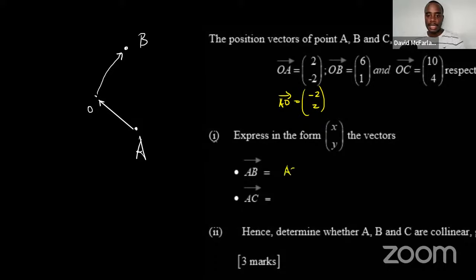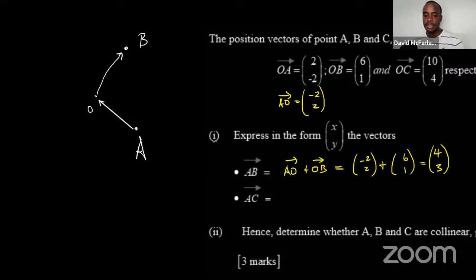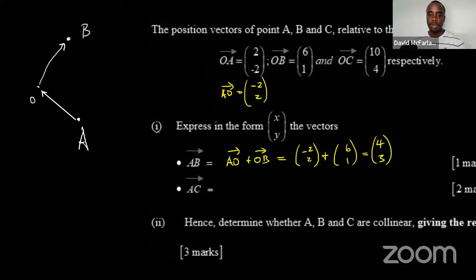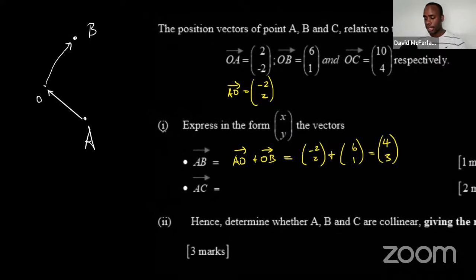Since that's the case, and there are different ways that you can do this, this way kind of shows the idea behind it, but there's also another formula that sometimes people use to remember it, which is fine too. So that's AO plus OB. What's that going to be? That's (-2, 2) plus OB, which is (6, 1). -2 plus 6 is 4. 2 plus 1 is 3. So the vector AB is equal to (4, 3). Right?